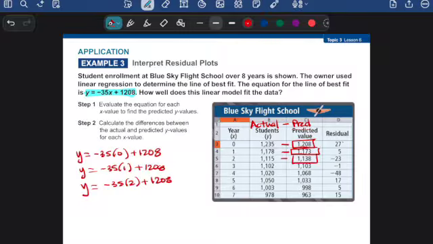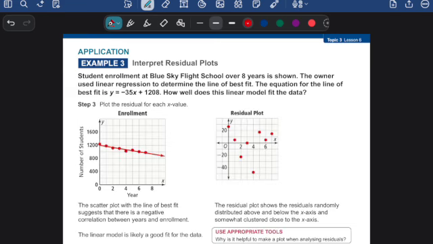That will give us either positive values or negative values. So you can see here, that means this data point was above the trend line, and this negative one is below the trend line. So again, actual value minus predicted, and you can fill out your residual column in the table. Then we plot those residuals.